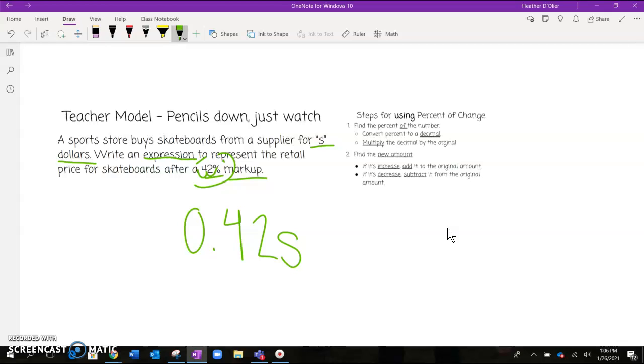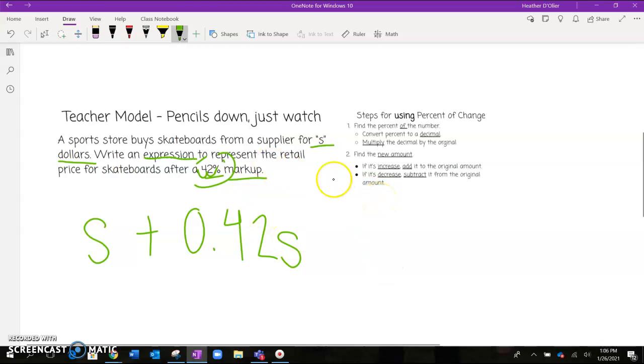All right, then it says find the new amount. If it's an increase, add it. If it's a decrease, subtract it from the original amount. So this is an increase since it's a markup. I'm going to add whatever this amount right here is going to be. I'm going to add the cost of the original skateboard. I put it at the beginning because if it's a decrease, then I at least have this in the same pattern every single time. It would have been s subtract 0.42s if this was a markdown, but it was a markup.